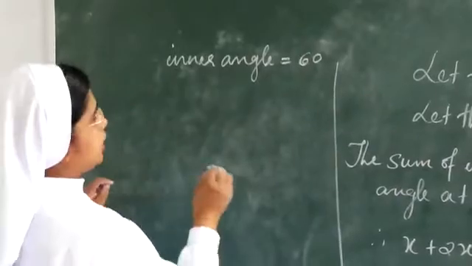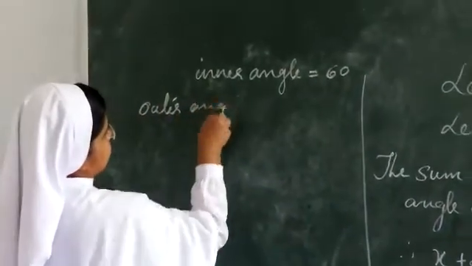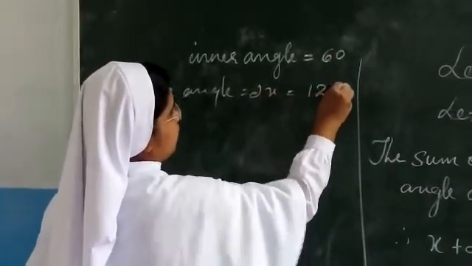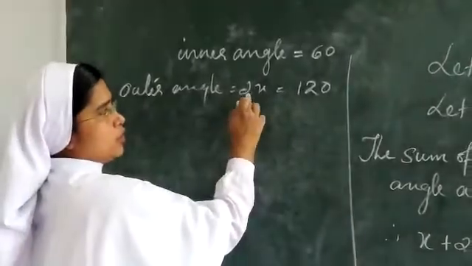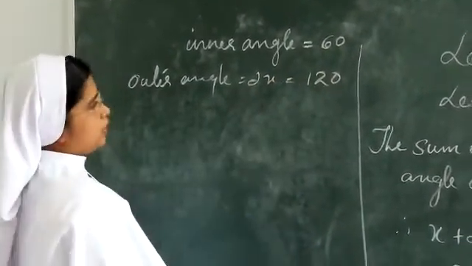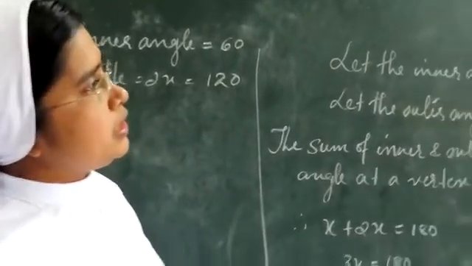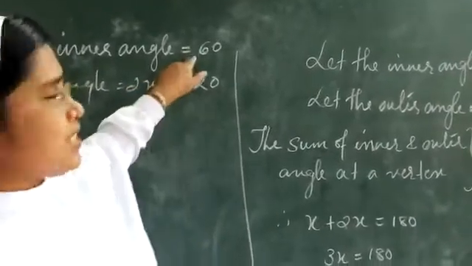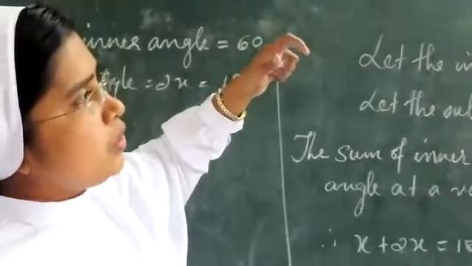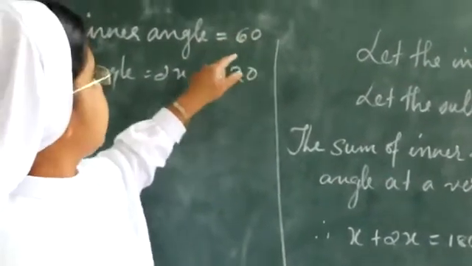Now what is the outer angle? 2x, that is equal to 120. How did we get 120? 2 into x, where x was 60. 2 into 60 is 120. Now the first question is satisfied. How much is each of its angles? 60 each. You understood? Because all angles are equal, if one is 60, all other angles will also be 60.